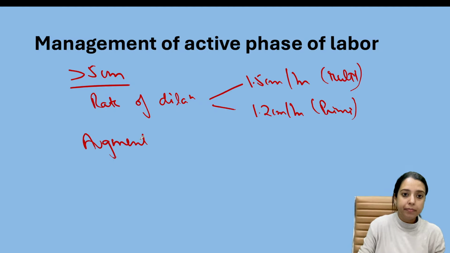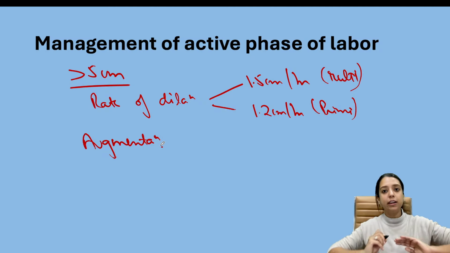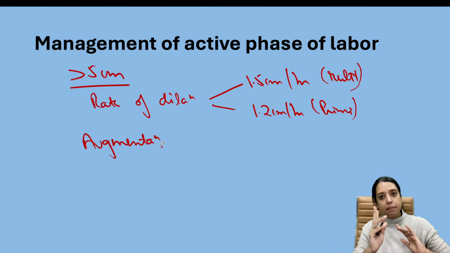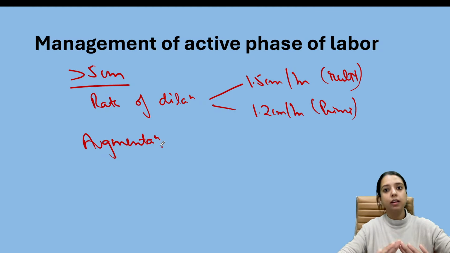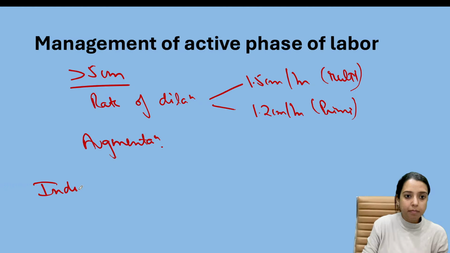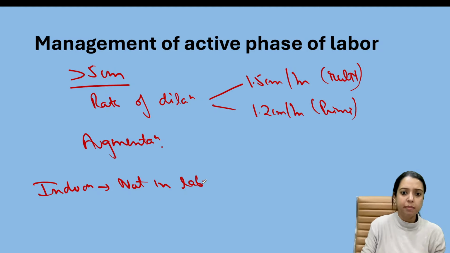Augment का मतलब you are pushing. You start oxytocin. You do ARM. You check for any pelvic insufficiency. You are pushing the labor. That is augmentation. Induction क्या होता है? Induction मतलब she is not in labor. She is not in labor. You are starting the labor.